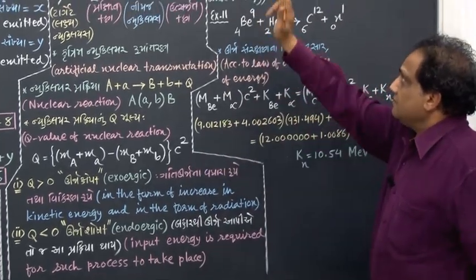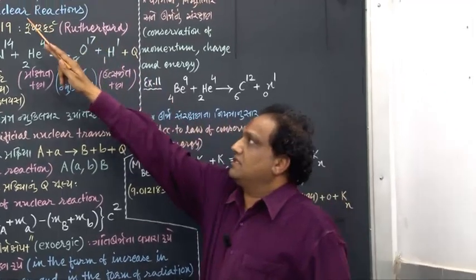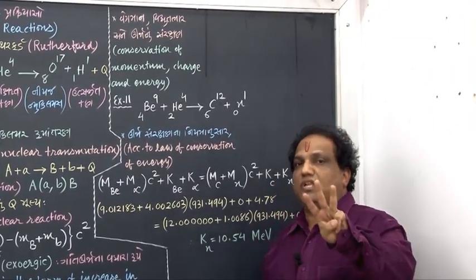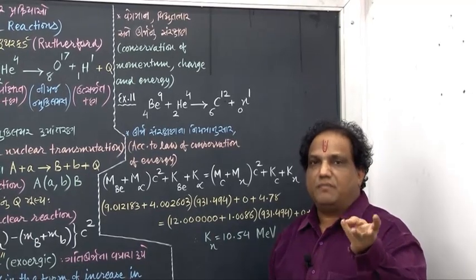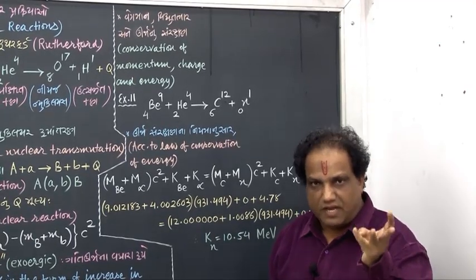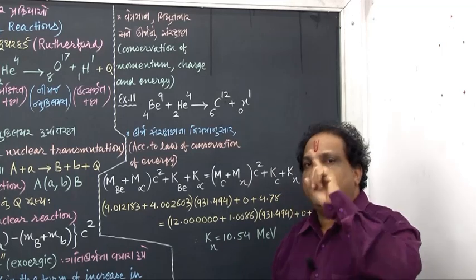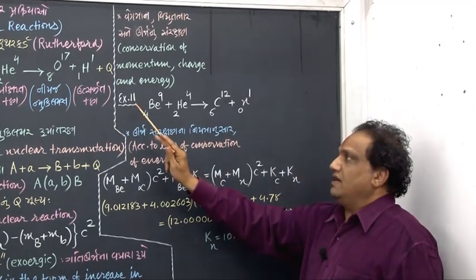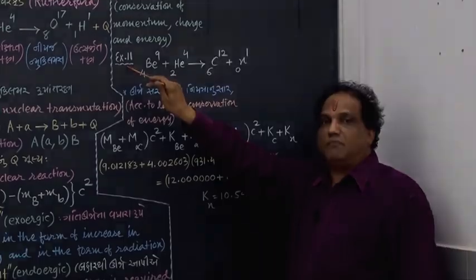Fine. In such nuclear reactions, there has been found conservation of three physical quantities: charge, momentum and energy. Charge, momentum and energy always get conserved in every nuclear reaction. Okay? Now kindly read this statement of illustration number 11.